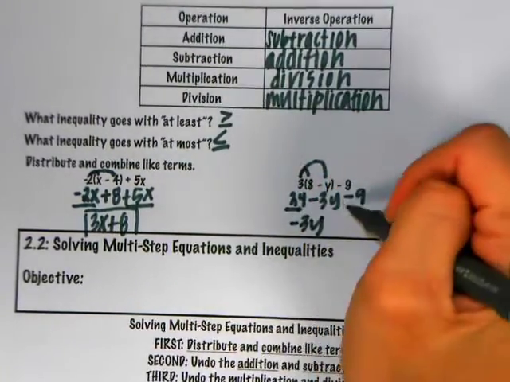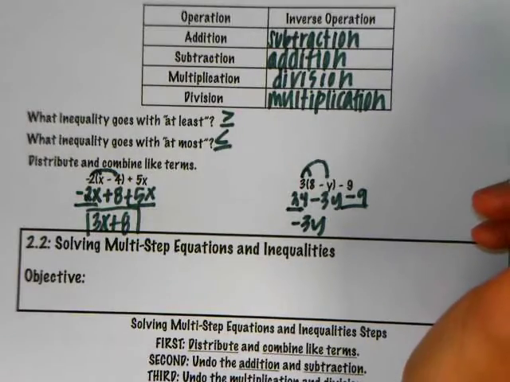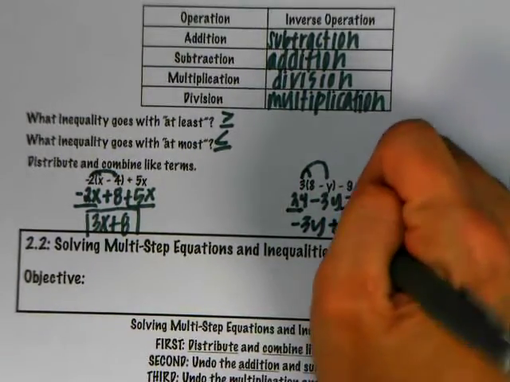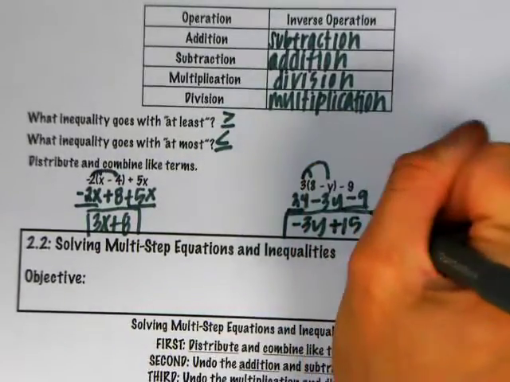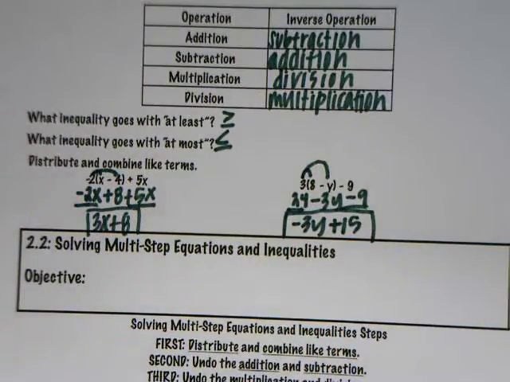Because the 24 and the negative 9 are like terms, what do those make? Like 15. 15, so plus 15. Any questions on that? Okay.